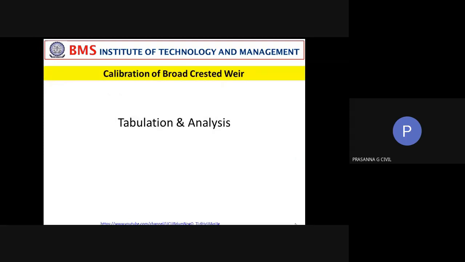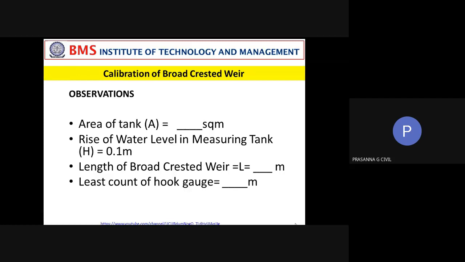So, calibration of broad-crested weir. For the tabulation, you require the below mentioned observations. 1. The area of the collecting tank. 2. The rise of water level in the collecting tank or measuring tank, which is usually taken as 10 centimeters, hence recorded as 0.1 meter. The length of the broad-crested weir has to be measured and entered in meters, and the least count of the hook gauge has to be noted in meters.